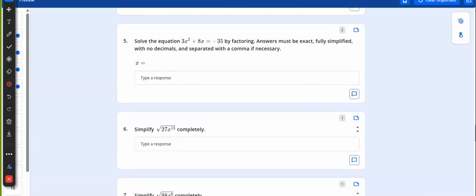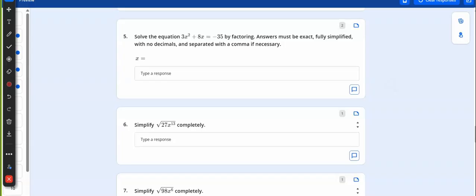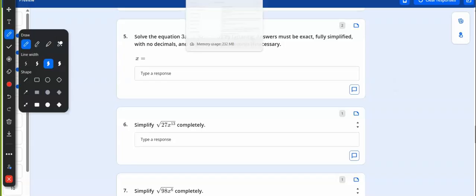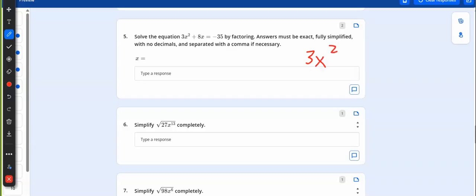All right. Solve this equation by factoring. All right, you tell me what to do. Would you divide by 8? No. What do you think my arrow means? Plus 35. Correct.